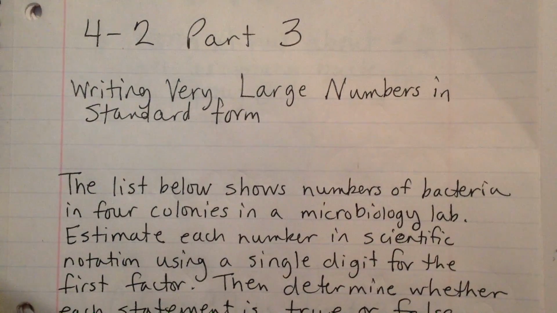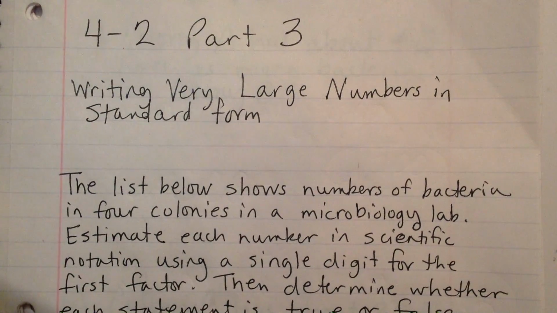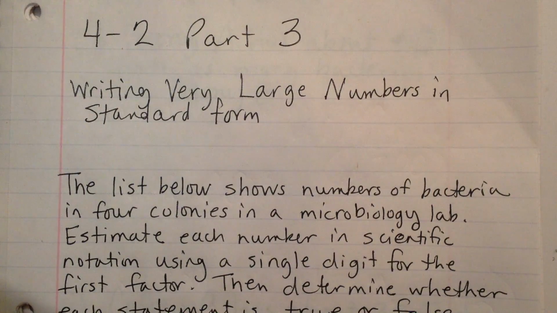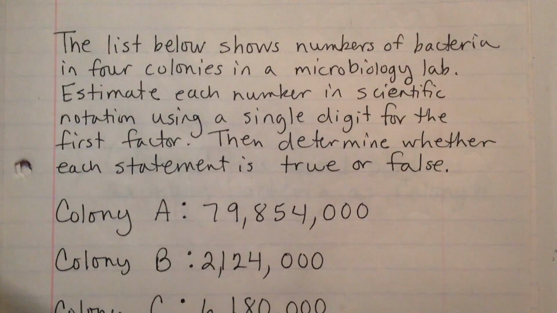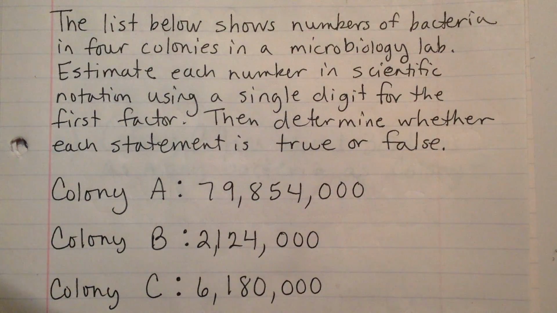4-2, Part 3. Writing very large numbers in standard form. The list below shows numbers of bacteria in 4 colonies in a microbiology lab. Estimate each number in scientific notation using a single digit for the first factor. Then determine whether each statement is true or false.